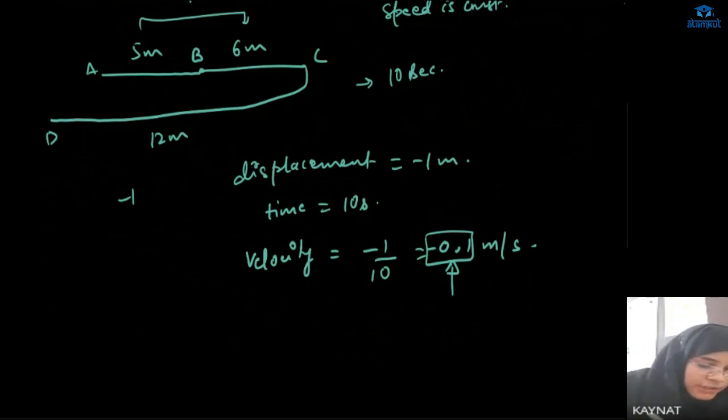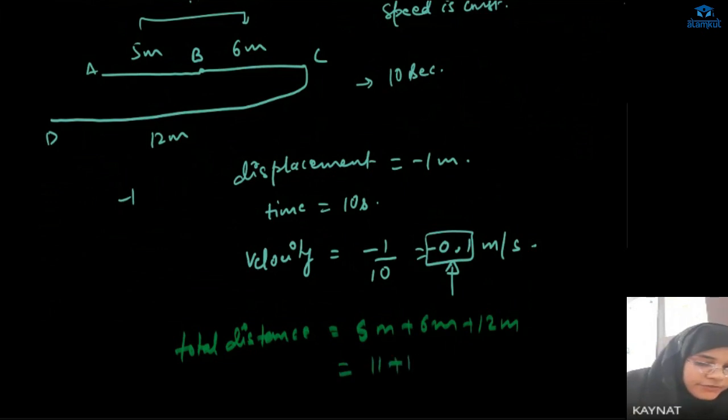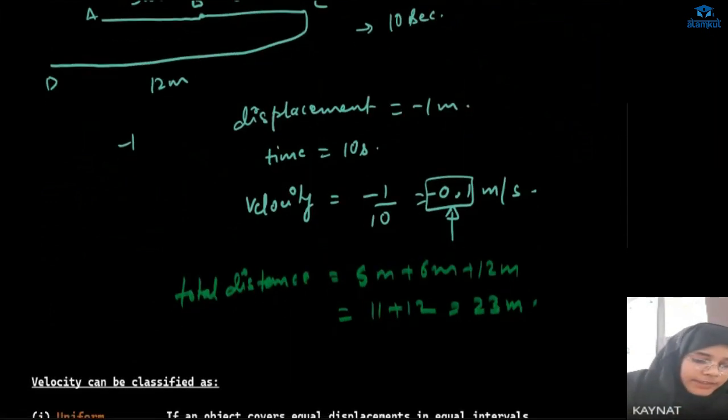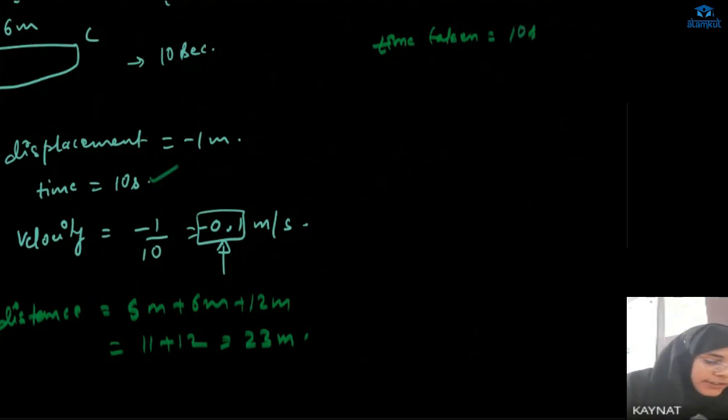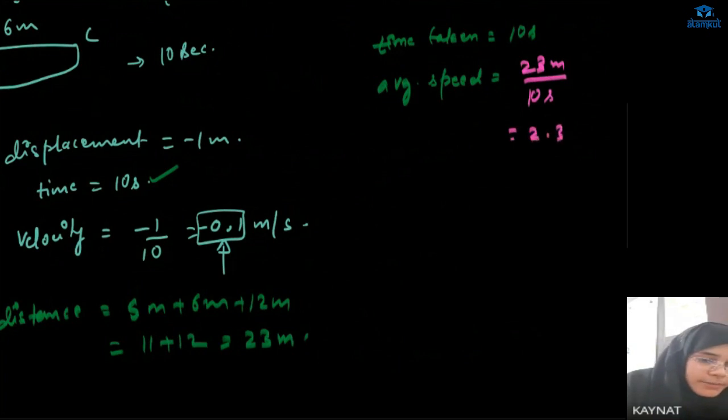So the total distance will be how much? 5 meter plus 6 meter plus 12 meters. So it will be 11 plus 12, which is 23 meters. And the time taken is how much? Time taken is 10 seconds, as already given. So average speed will be total distance upon total time. Total distance is 23 meters and time is 10 seconds, so it will be 2.3 meter per second.